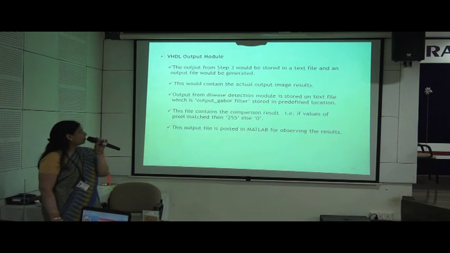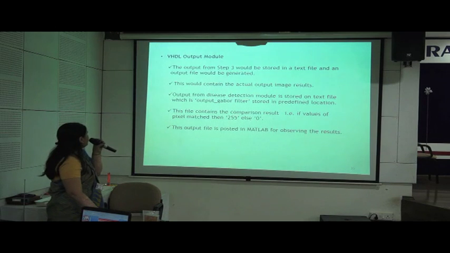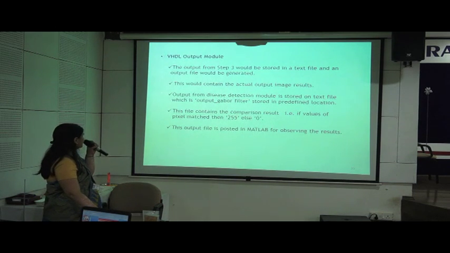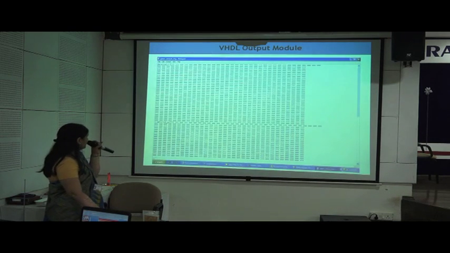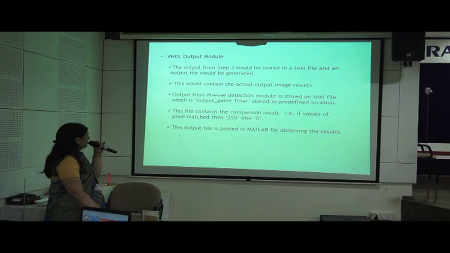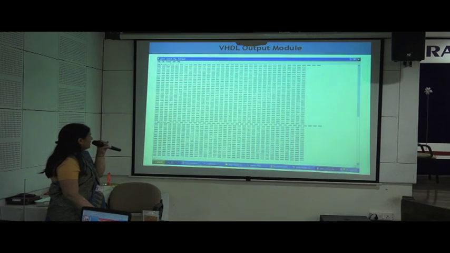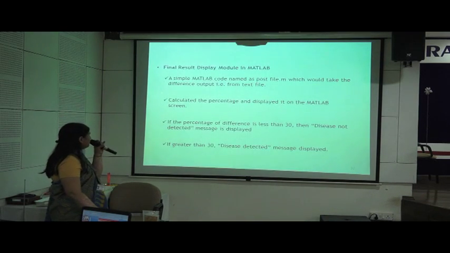Then the VHDL output module. The output from step 3 would be stored in a text file and an output file would be generated. This would contain the actual output image results like this. If the file contains the comparison and the pixel values match, then we get 255, otherwise 0, and from this text file the percentage of the disease can be found out.